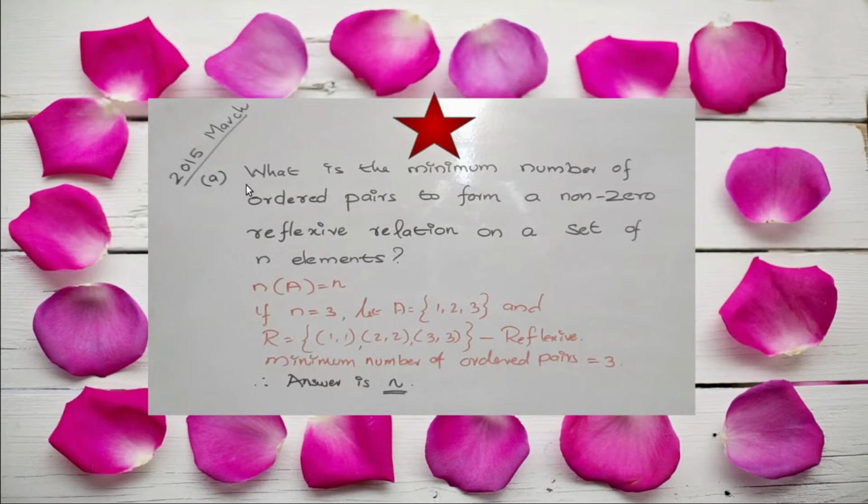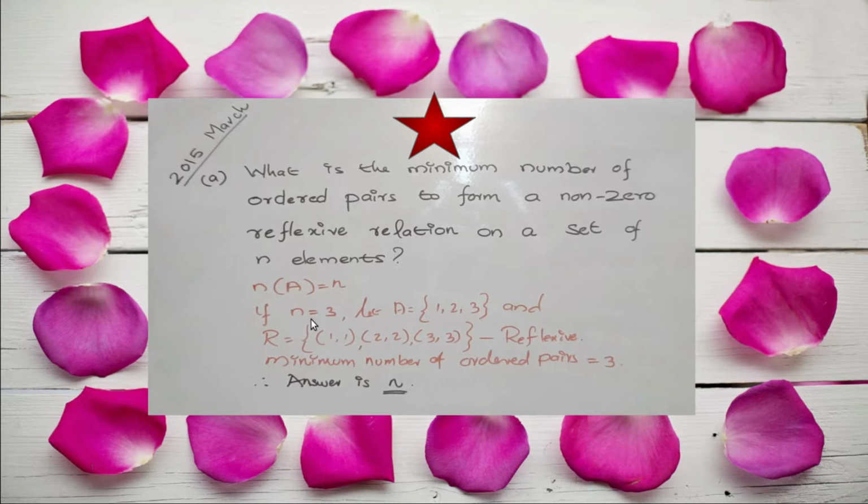2015 March A. What is the minimum number of ordered pairs required to form a non-zero reflexive relation on a set of n elements? Suppose n of A is equal to n. Take n of A as n, so A consists of n elements. Number of elements in A is n.